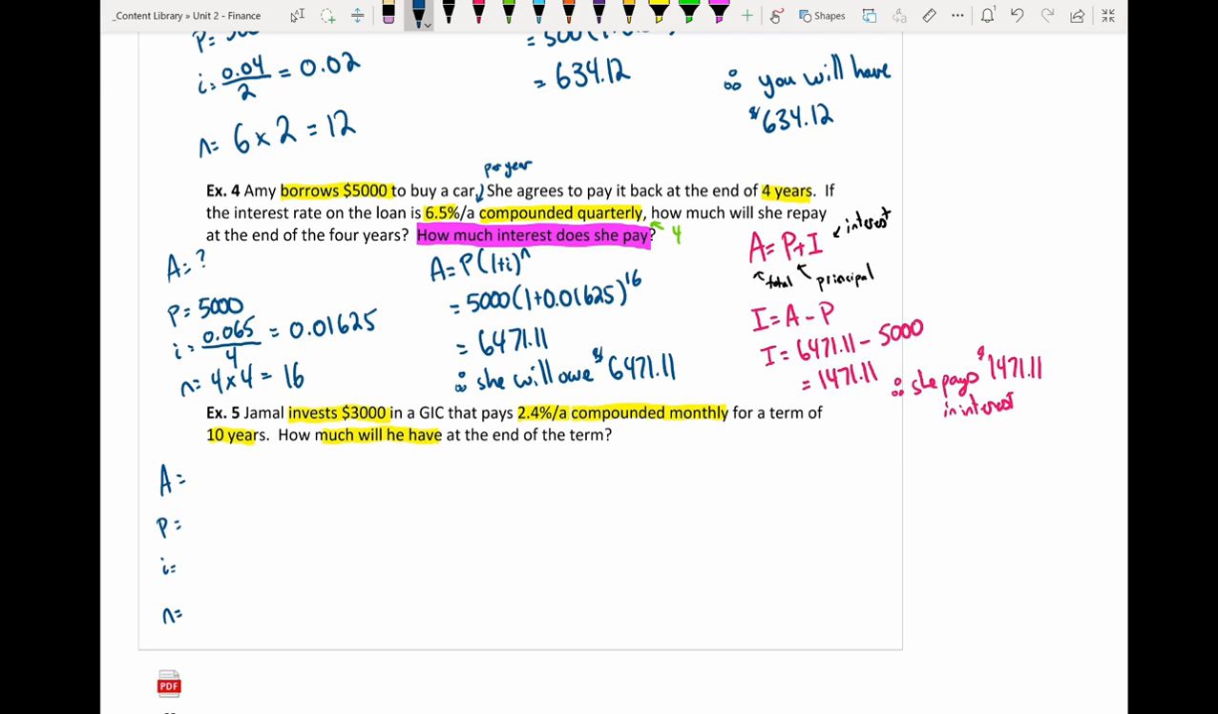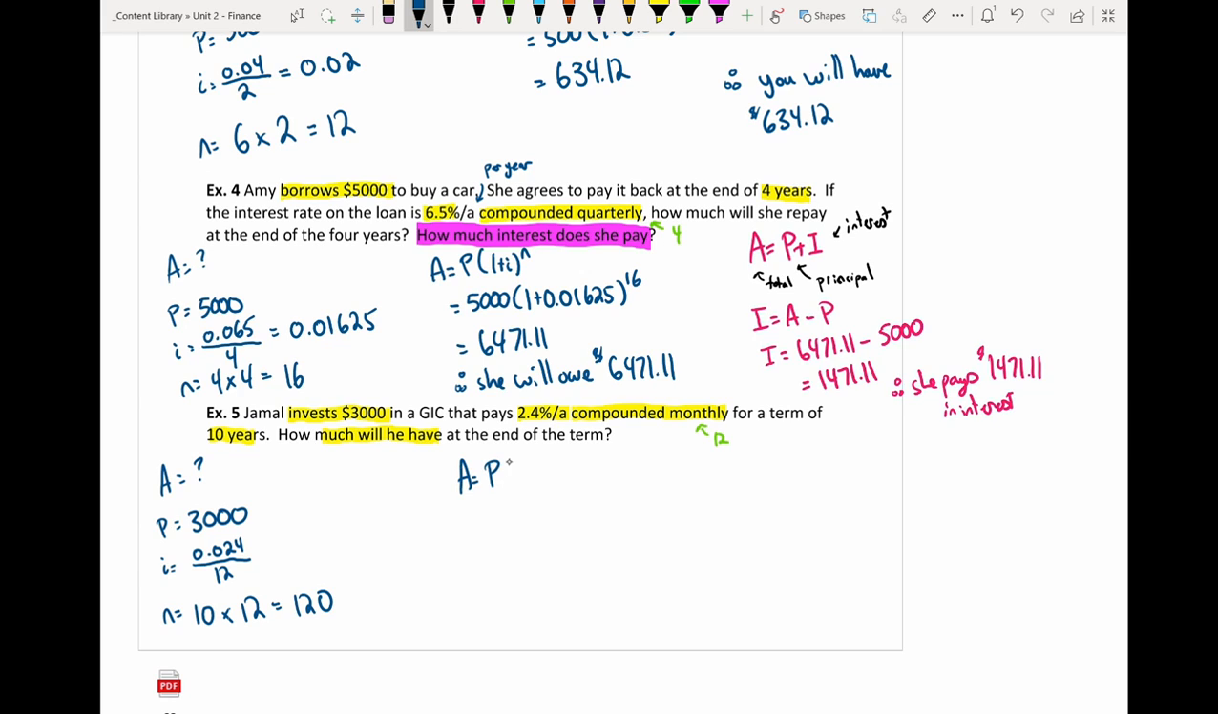So Jamal investing $3,000 is the principal. The A value, we don't know because we're looking for how much will he have in the future. The I value, we know the yearly percent is 2.4%. We have to divide that by the compounding periods, which is monthly, so 12. The N value, we know it's 10 years, but we have to multiply that by 12 because there are 12 compounding periods per year because it's compounded monthly. So 10 times 12 is 120.